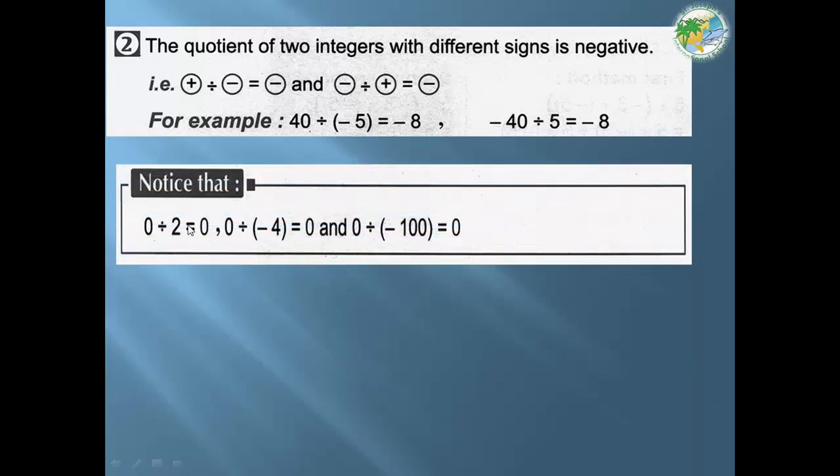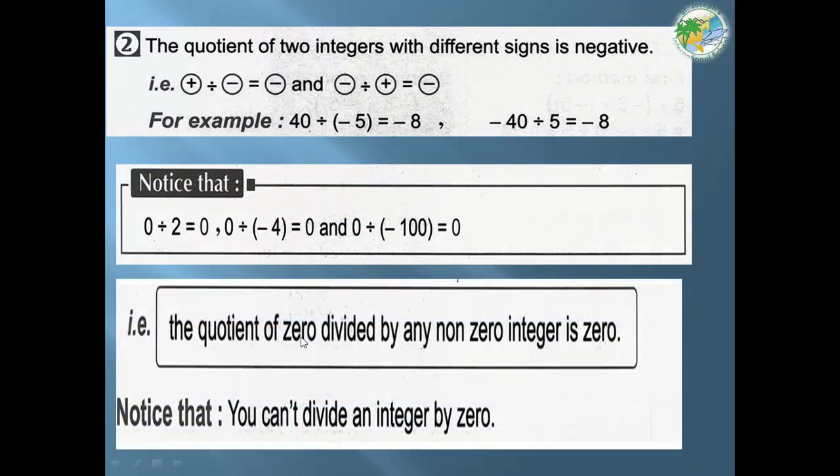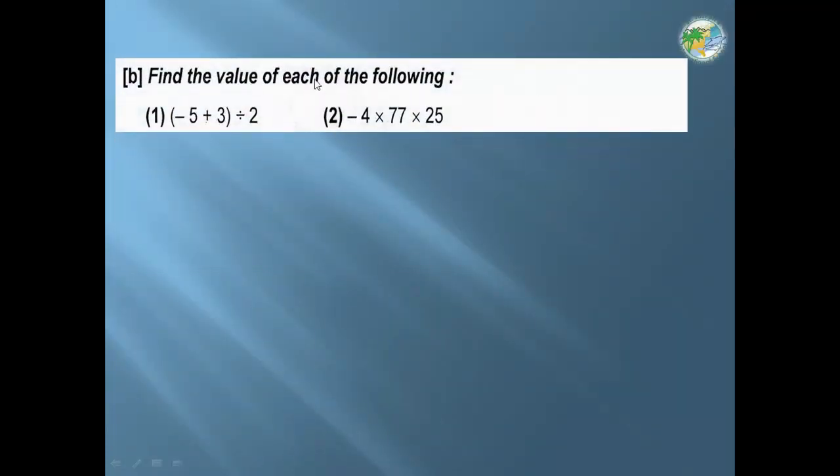Then 0 divided by any number equals 0. 0 divided by any number equals 0, but we cannot divide by 0; the quotient of 0 divided by any non-zero integer is 0. Of course you cannot divide an integer by 0. Then how can we find the value of each of the following? Negative 5 plus 3 divided by 2, we should answer the two numbers between the bracket first, and after we finish we can divide or multiply.